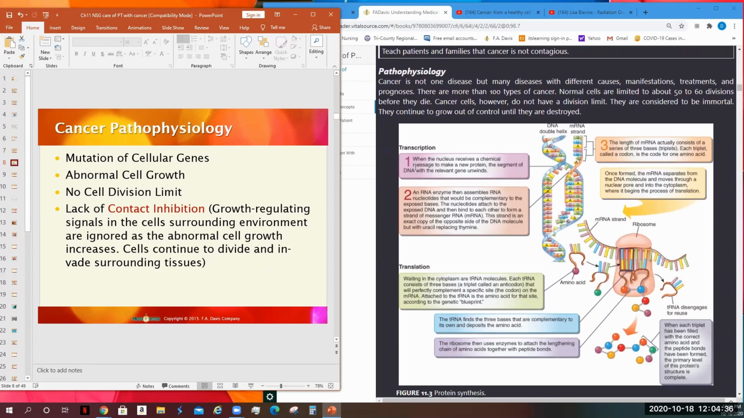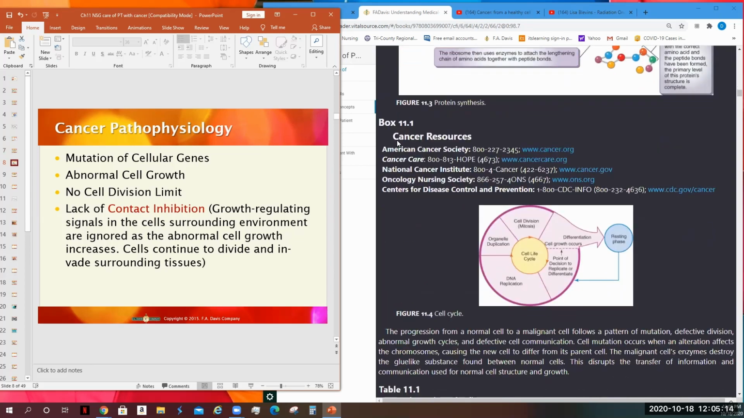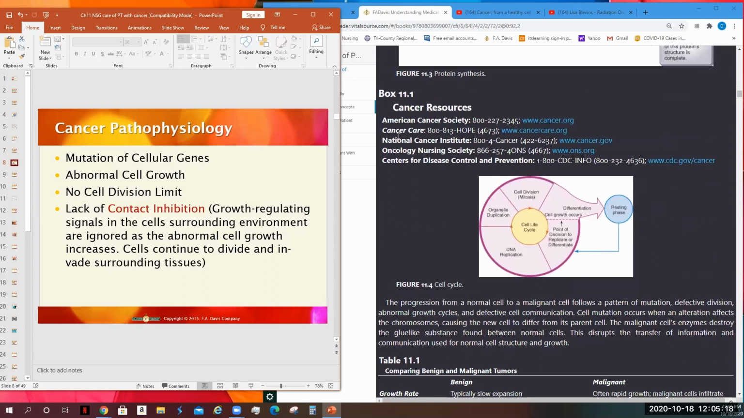Pathophysiology. Cancer is not one disease, but many diseases with different causes, manifestations, treatments, and prognosis. There are more than 100 types of cancer. Normal cells are limited to about 50 to 60 divisions before they die. Cancer cells, however, do not have a division limit. They are considered to be immortal. They can continue to grow out of control until they are destroyed. Box 11.1 shows some of the cancer resources such as the American Cancer Society, cancercare.org, the National Cancer Institute, the Oncology Nursing Society, and the Centers for Disease Control and Prevention, the CDC.